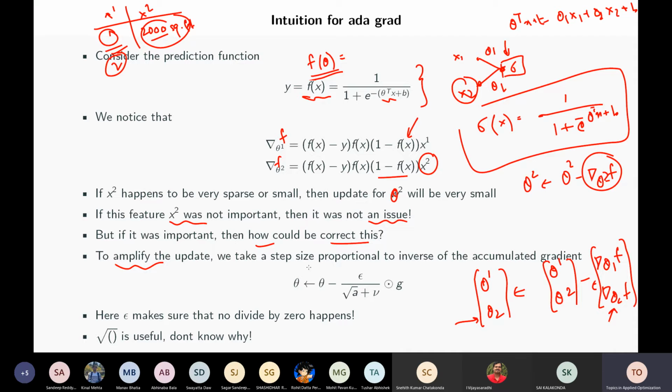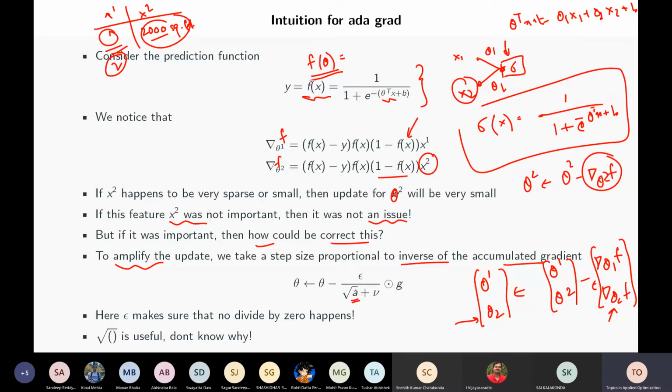So to amplify the weight, we take the step size proportional to the inverse of the accumulated gradient. Okay, so that's also an added advantage. One plus one advantage here, you get one free. So this is another motivation behind using AdaGrad, in the sense that I am trying to amplify those components for which the gradient was coming out to be small.